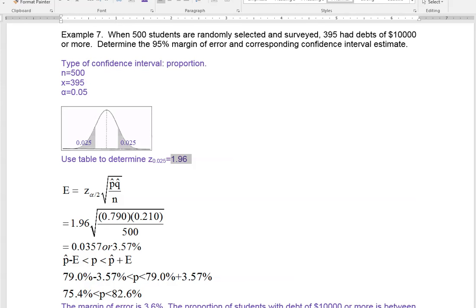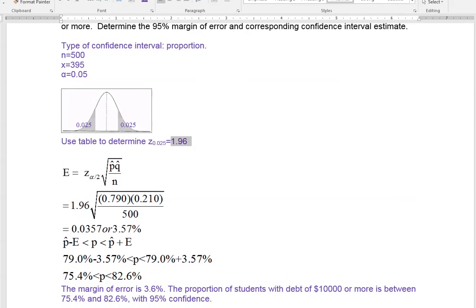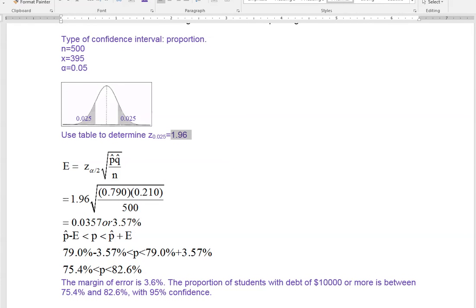Right, the lower limit ends up being 75.4%, the upper limit 82.6%. Don't forget that statement. So this particular question asked us for both the margin of error and the confidence level. So margin of error is 3.6%. The confidence level is between 75.4% and 82.6%. Now, I did specifically say what the proportion was of. A little wordier this time than sometimes. The with 95% confidence, not absolutely necessary to have it in your statement, but it is kind of nice to know what that confidence level is.